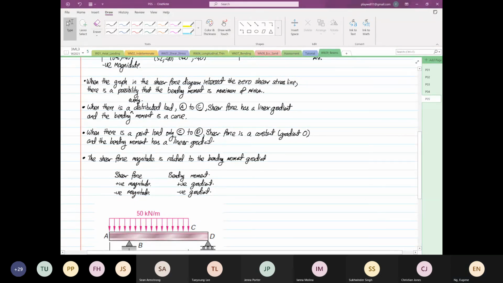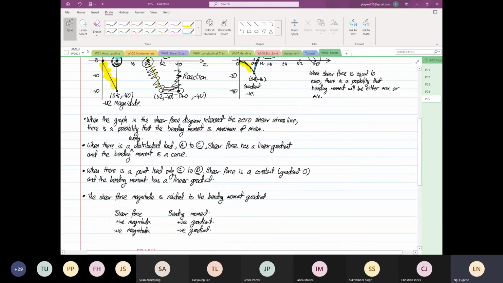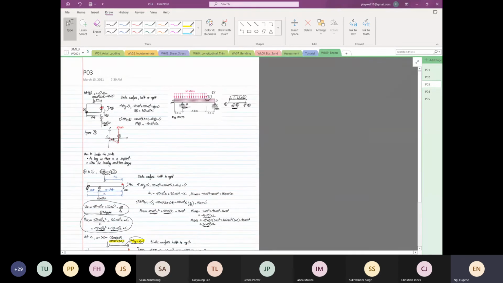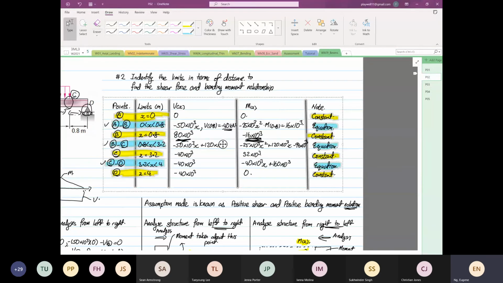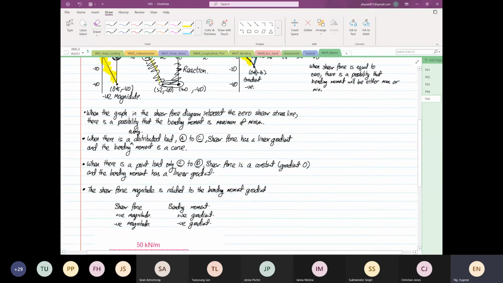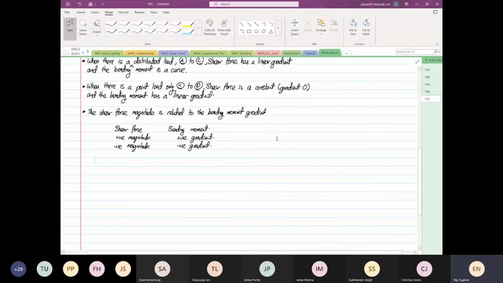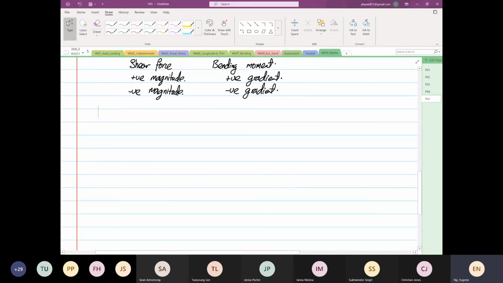So the math is the one to verify how your shear force and bending moment diagrams will look like. Now over here you just see an evenly distributed load. Like what I told you, I'm going to cover this in a very quick way.